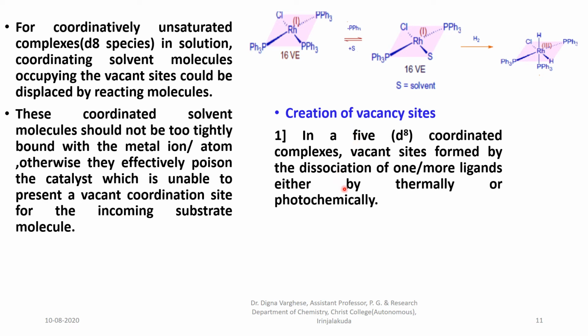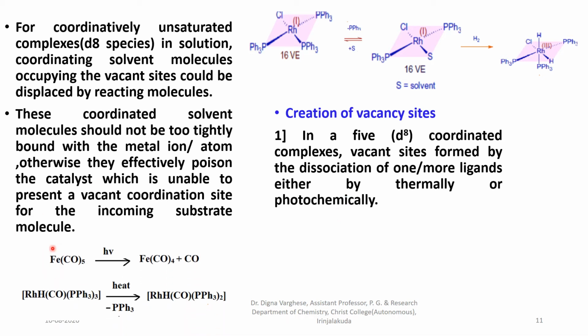In five-coordinate complexes, the vacant sites are formed by the dissociation of one or more ligands, either thermally or photochemically. In the case of iron pentacarbonyl, which undergoes photolysis, one carbonyl ligand is removed from the iron pentacarbonyl, and another method is thermal. Here the rhodium-based catalyst, by the action of heat, loses one of the triphenylphosphine ligands and forms a vacancy here.